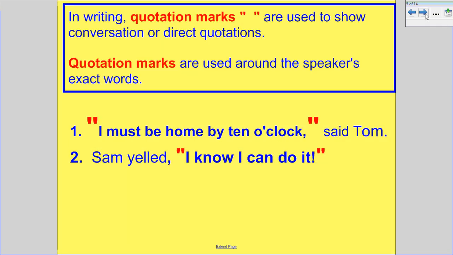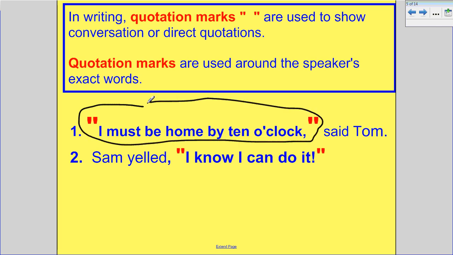Another rule in writing: quotation marks are used to show conversation or direct quotes. Again, those are the speaker's exact words. So again, here's that same example. "I must be home by 10 o'clock." That's exactly what he says. And here, Sam yelled, "I know, I can do it."